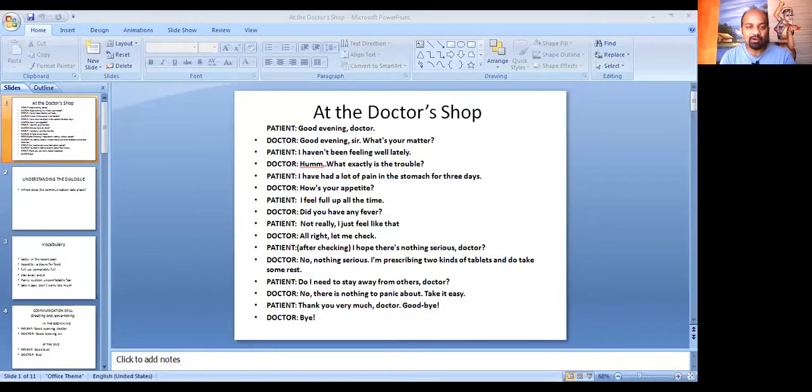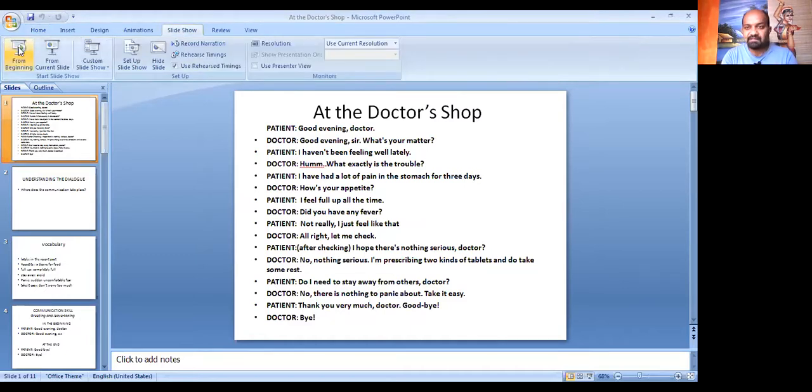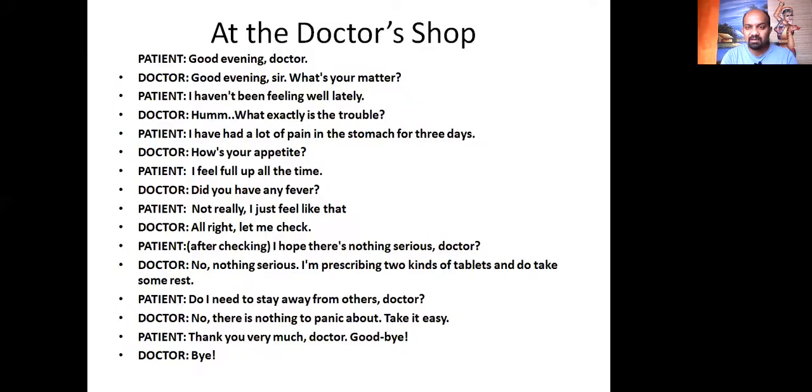What are we focusing on today? We are today focusing on how to greet people and take leave after talking. This will be very interesting. For that, we will study a conversation first. This takes place at a doctor's shop. A conversation between patient and doctor.